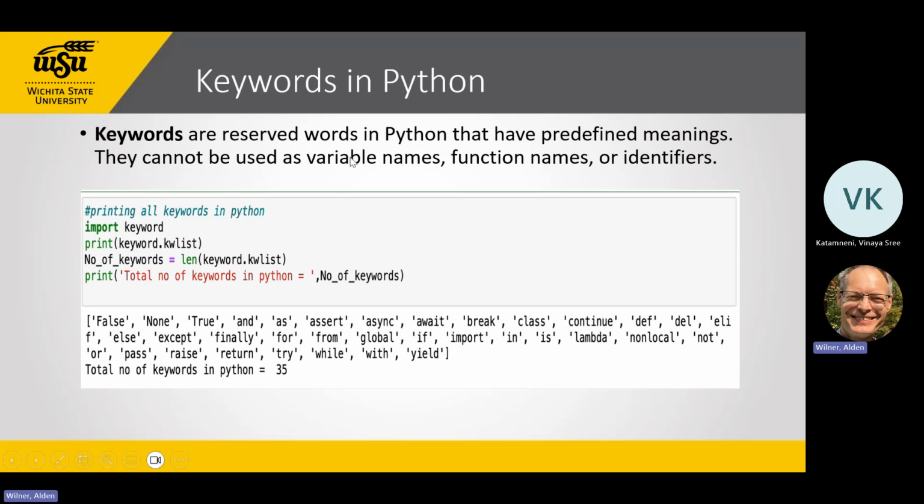Keywords have predefined meanings. Any programming language has to have certain words that are part of the language. So true, false, and, or, not, things like that are portions of the language. And so here's the total number of basic keywords in Python.